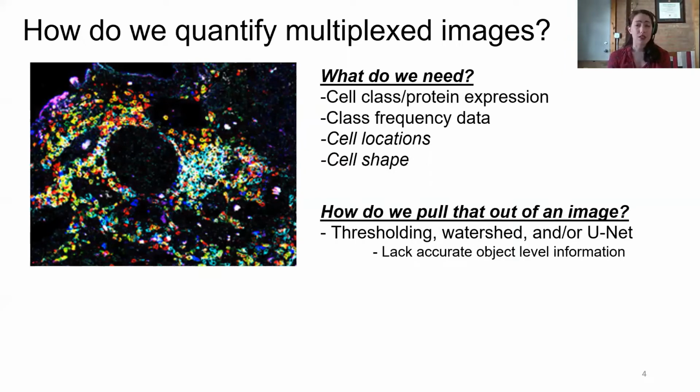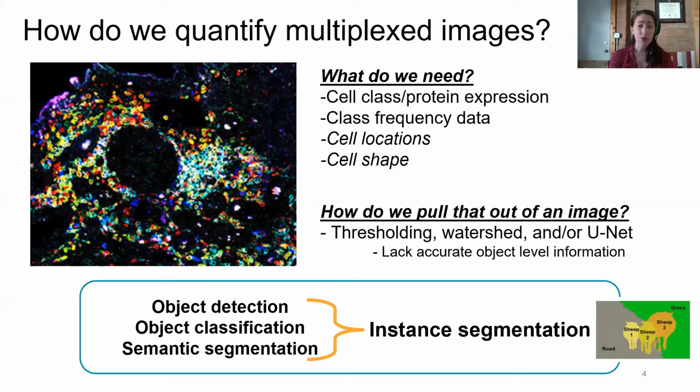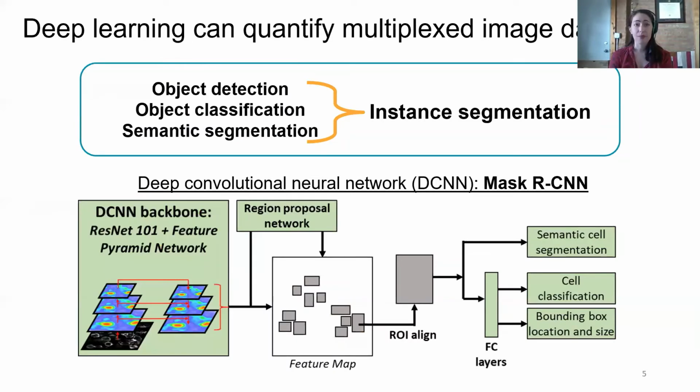There are conventional image analytic techniques like thresholding and watershed. A UNet is a deep convolutional neural network that can do semantic segmentation, but these all lack accurate object-level information. Even after separating a semantically segmented image, we're not very accurate about the features associated with these cells using these methods. So what we want to do is combine the three tasks of object detection, object classification, and semantic segmentation to get our instance segmentation task, just like that sheep image that I showed you in the previous slide. So how do we do that?